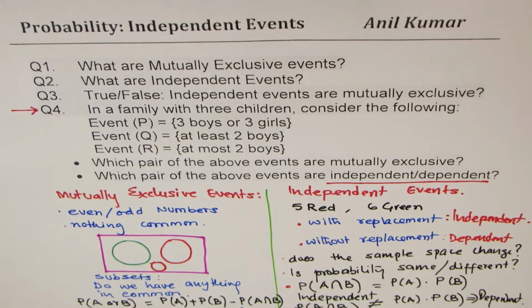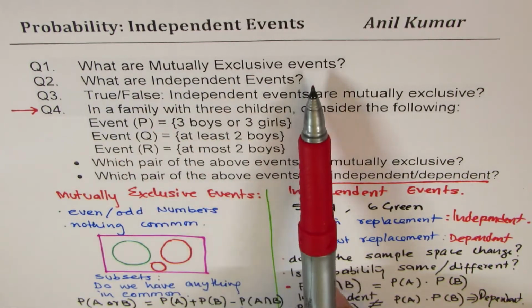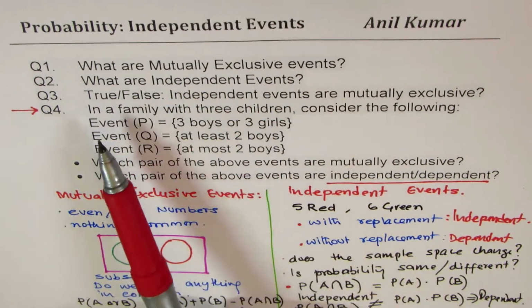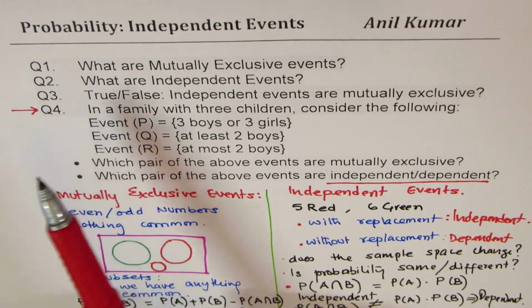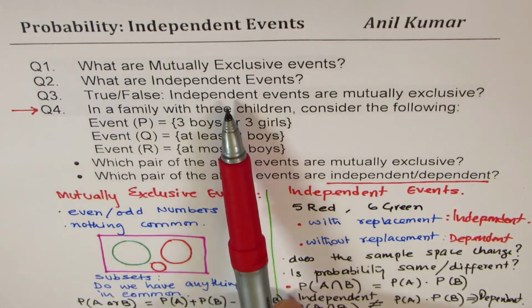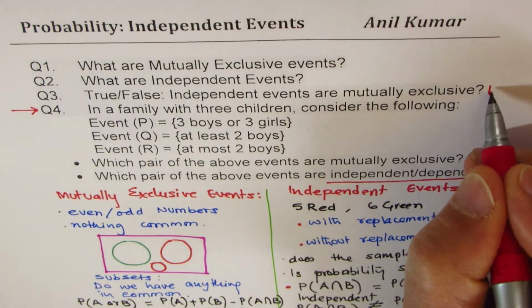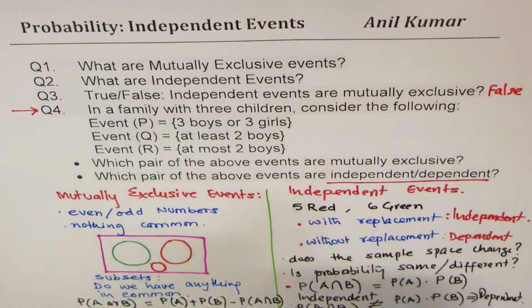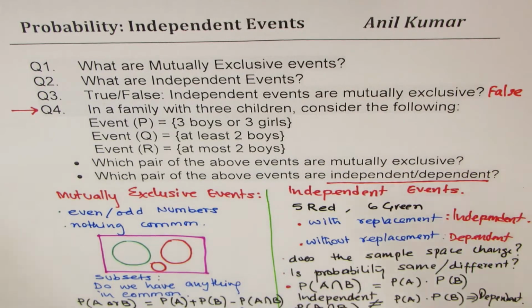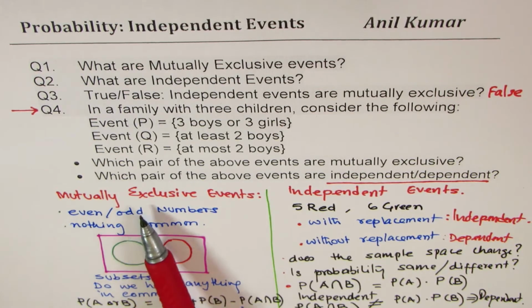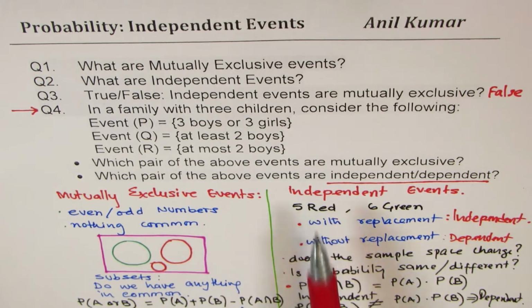So that is the beginning, and now I think we have understood what mutually exclusive events are, what independent events are, and then this question: true or false, dependent events are mutually exclusive. The answer is false. As we can see, their context is different. No way they are related. Do you see that? So if some event is not mutually exclusive, it could be independent, right?